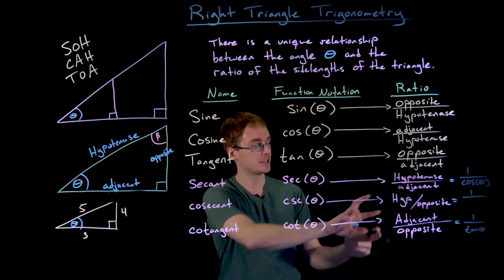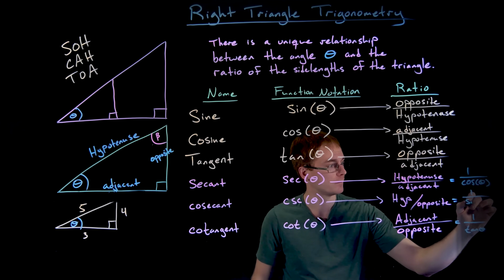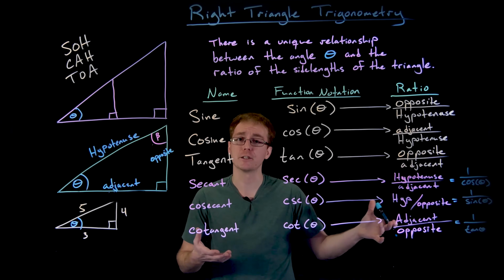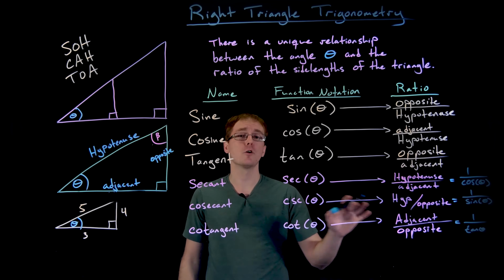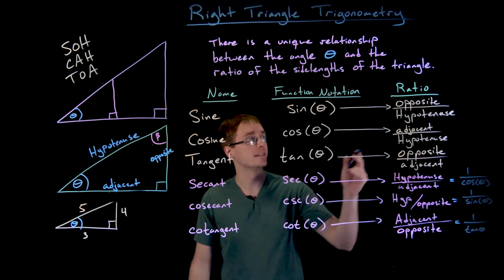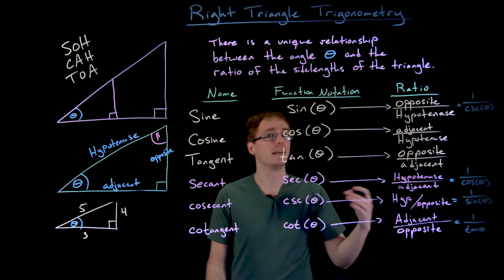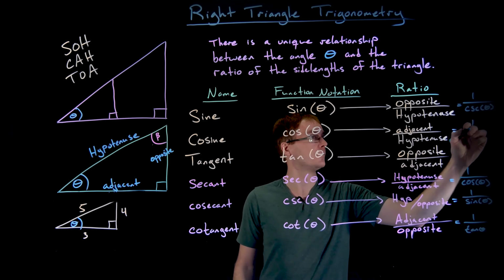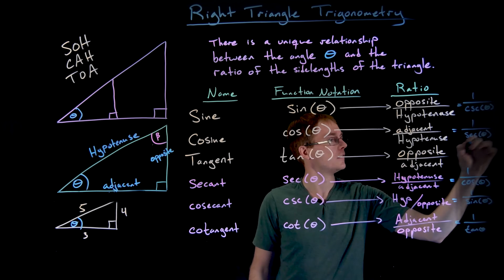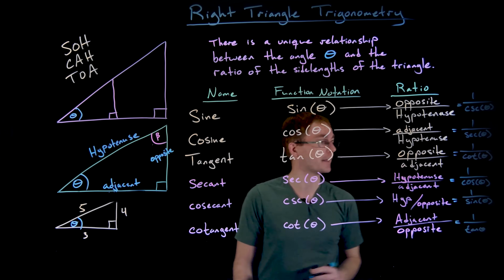Cosecant is hypotenuse over opposite. If we flip that over or take the reciprocal, we'll get opposite over hypotenuse. That is our sine function. So cosecant of theta is equivalent to, and can be interchanged with, 1 over sine of theta. And all these reciprocal identities work in the opposite direction as well. Sine of theta is the same as 1 over cosecant of theta, cosine of theta is the same as 1 over secant of theta, and tangent of theta is the same as 1 over cotangent of theta.